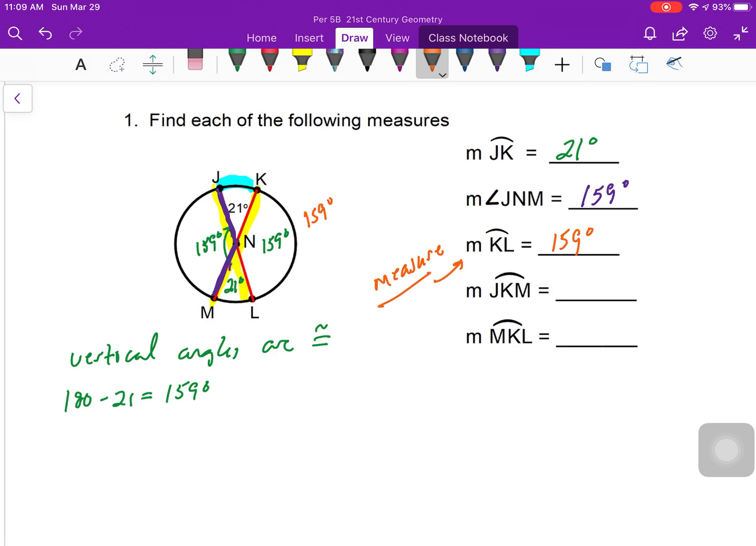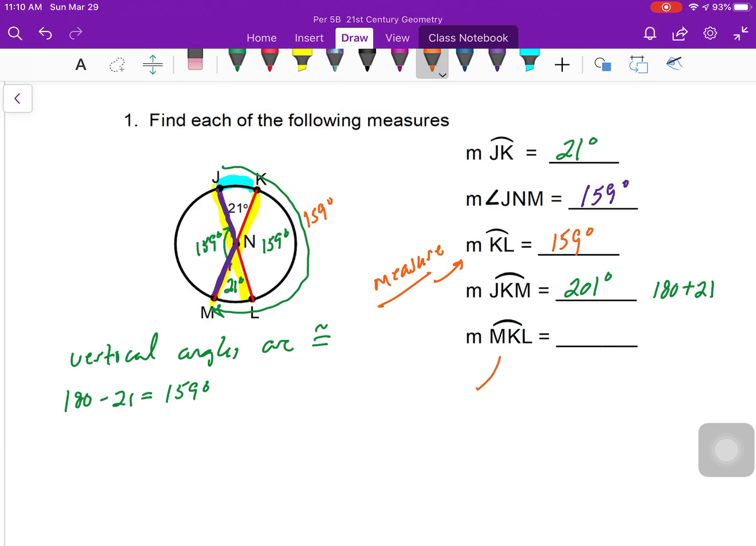The measure, and these M's in front mean measure, of arc JKM, J to K to M, would actually start here and go all the way around to there. Now, that's more than half of a circle. I think I would have to take 180 plus 21. So that would be 201 degrees.